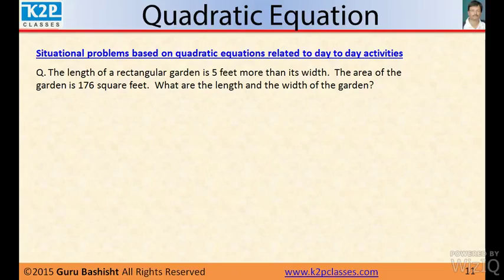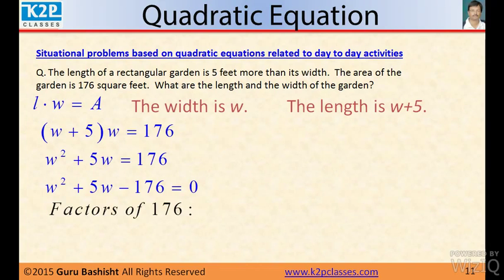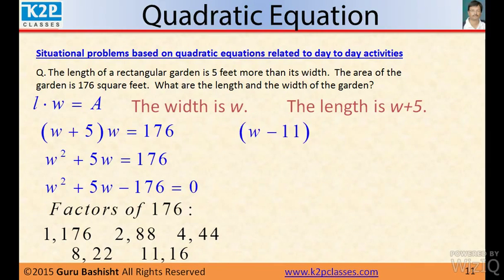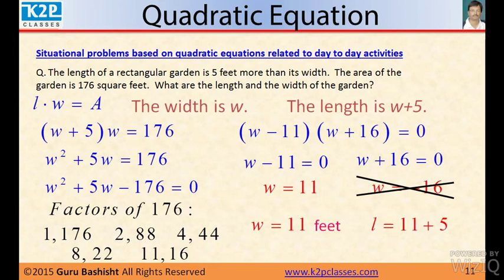There is a rectangle whose length is 5 feet more than the width. The area is given as 176. So if you solve this quadratic equation, you will see the answer would be either 11 or minus 16. Minus 16 is not acceptable, so the width will be 11 and the length will be 16. Answer. Thank you.